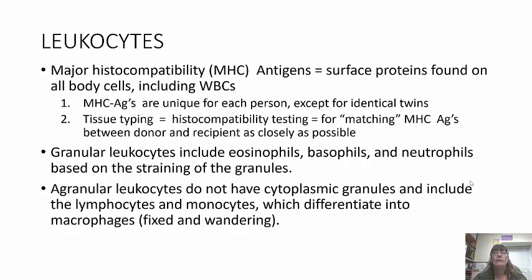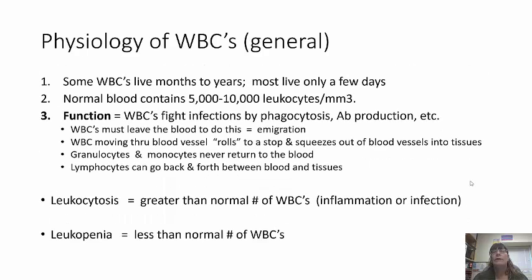As the names imply, granular have granules and they look grainy and you can actually stain them. Agranular do not have granules. So granular leukocytes are the eosinophils, basophils, and neutrophils, while the agranular leukocytes are lymphocytes and monocytes. Monocytes will differentiate into macrophages, and they can be fixed in one place or they can wander around and look for cellular debris.